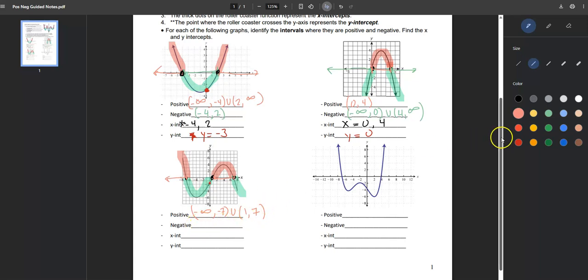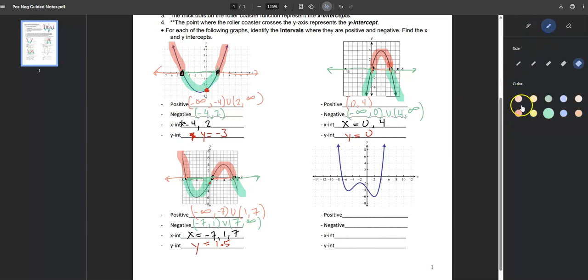My negative is going to be here at -7 to 1. Again, everything from here to here. And also from 7 to infinity, all the way to the right. X-intercept is going to be x equals, and I've got 3 of them, -7, 1, and 7. And then my y-intercept is going to be, I think it's 1.5 ish. Anything that's kind of in between, let's go a half for that.